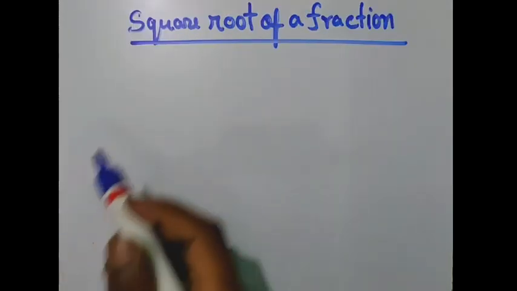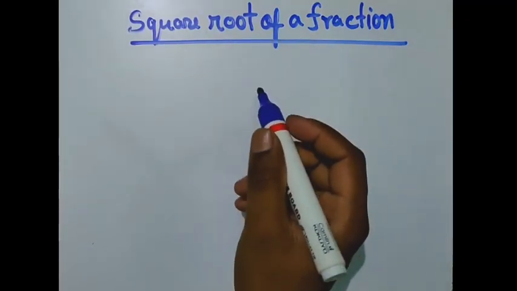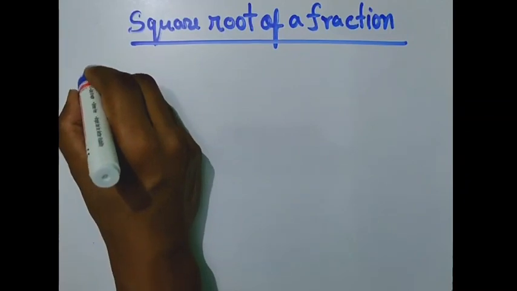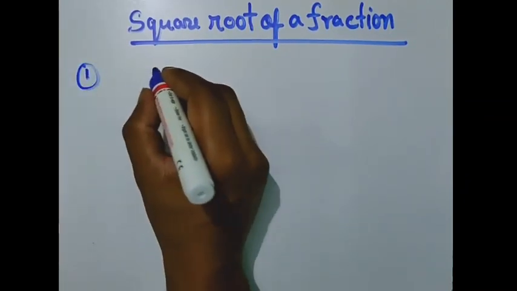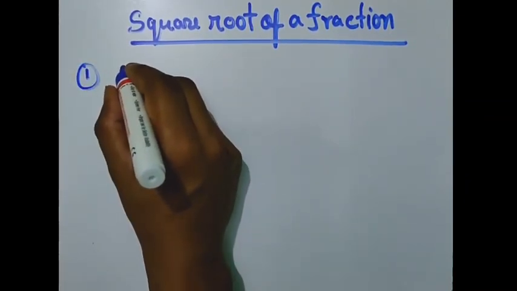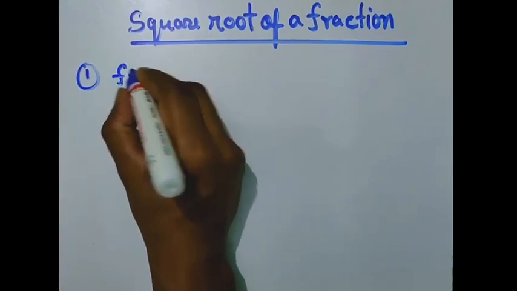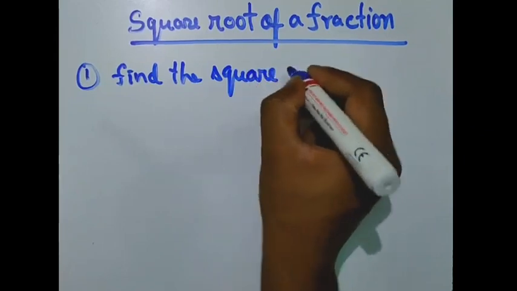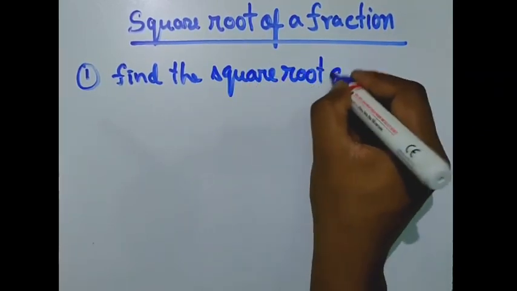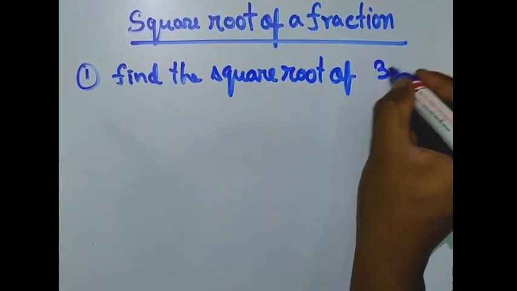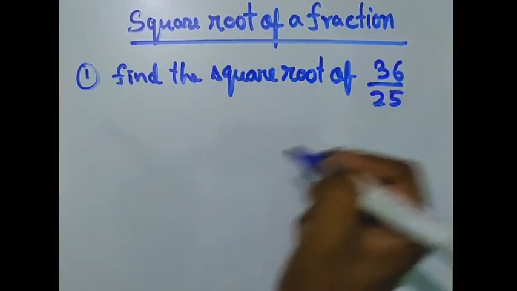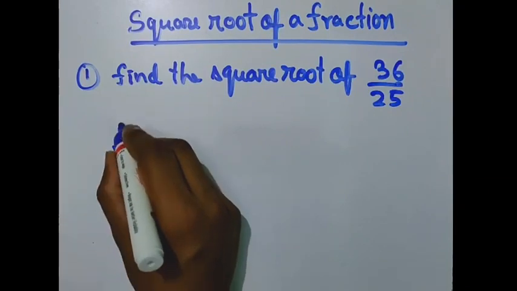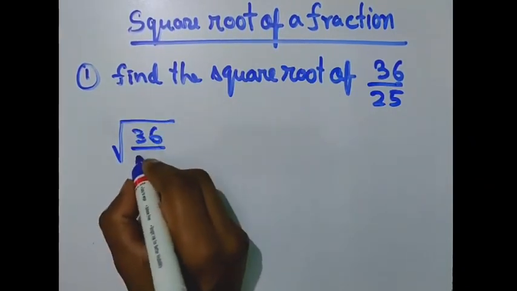Now, square root of a fraction. Now, how will we find the square root of a fraction? It is very simple. Let's take an example. Find the square root of 36 by 25. So here we have to find the square root of 36 by 25.